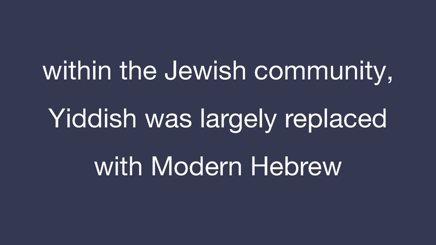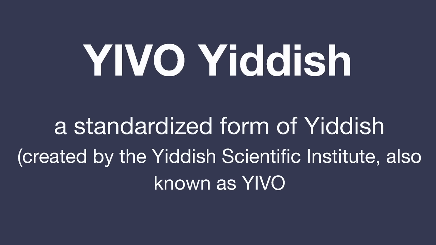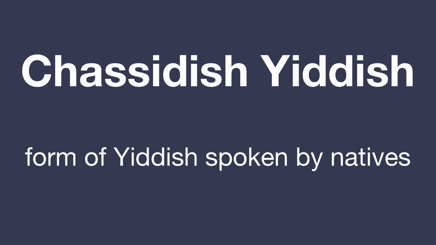After the Second World War, the Jewish community started to adopt modern Hebrew as their primary language, causing Yiddish to decline further, with modern estimates ranging from a million speakers to only a couple of hundred thousand. There are two types of modern Yiddish. One is Yivo, a standardized form of the language, more often found in modern descriptions of Yiddish, and Chasidish Yiddish, which native Yiddish speakers speak some form of.